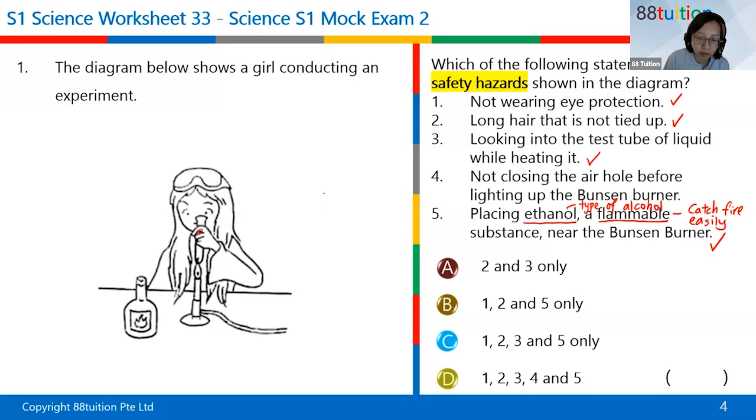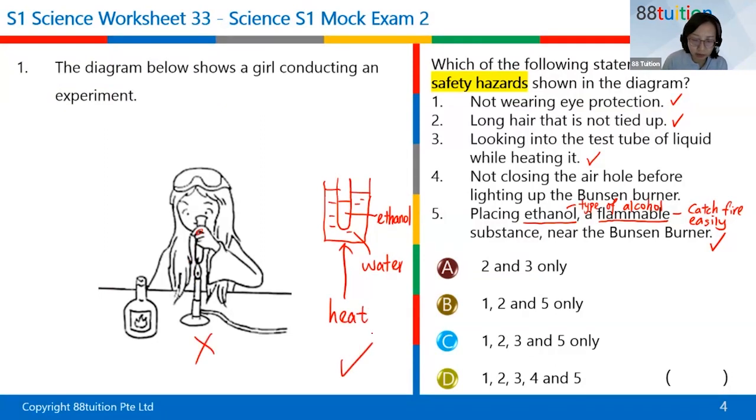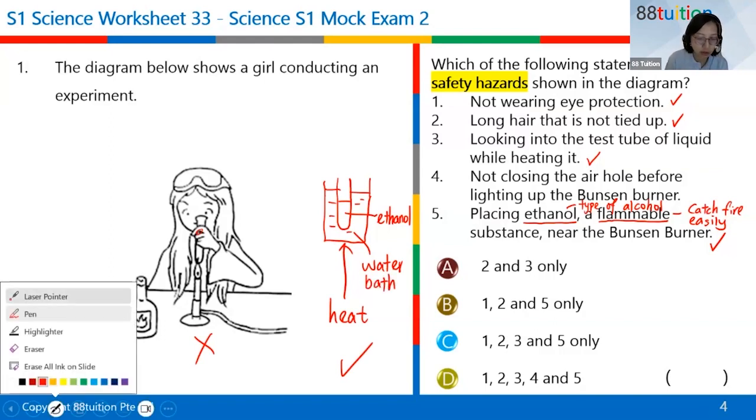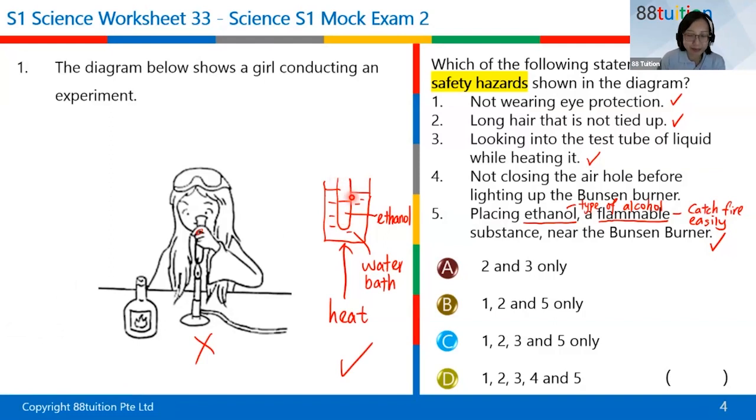If you really need to heat ethanol, this is what you do. You will put the test tube with the ethanol inside. So this is ethanol. Then below, in the beaker, you will put water. So this is water. Then you heat up. This is okay. This is not okay. This is okay. So in other words, the water, this is called a water bath. You are like bathing. Imagine the ethanol is like the empress bathing. This is a water bath.